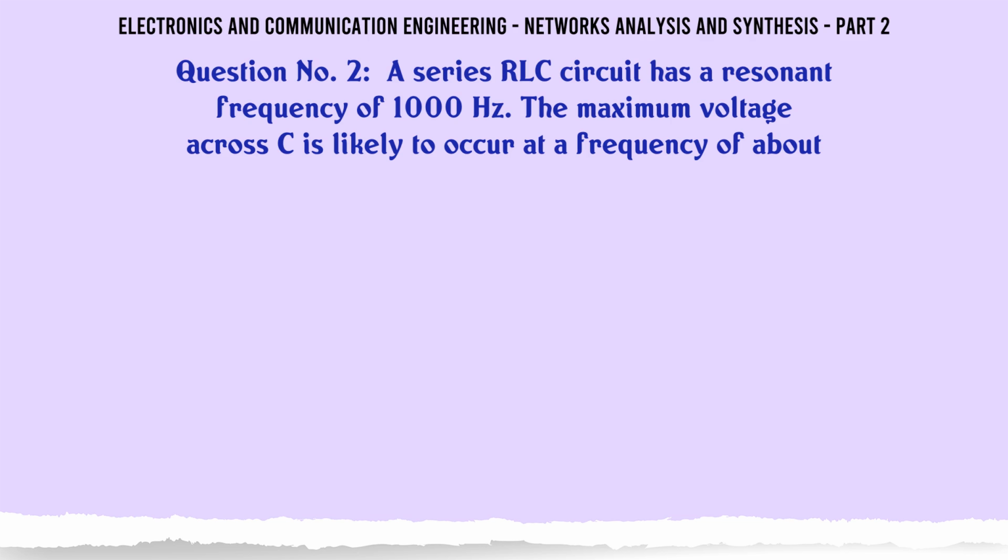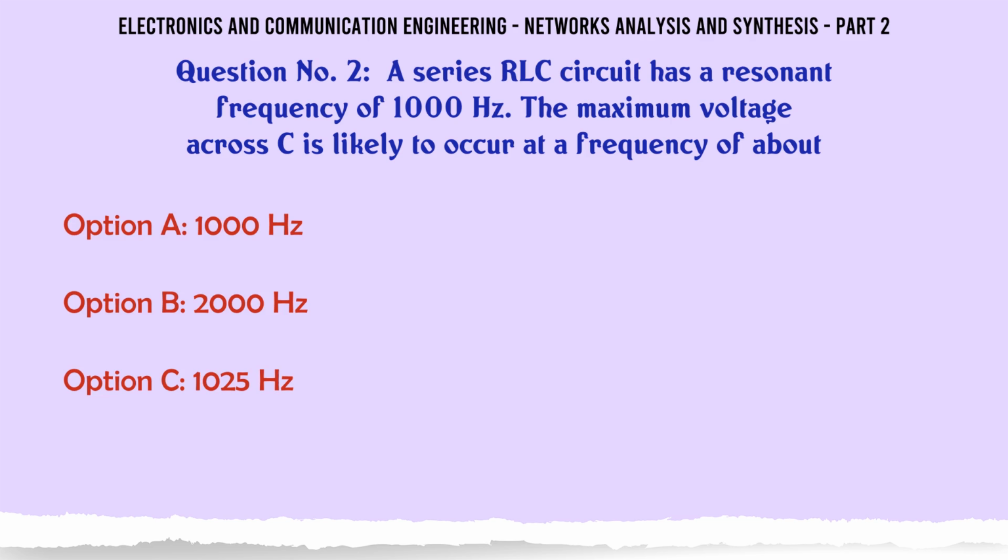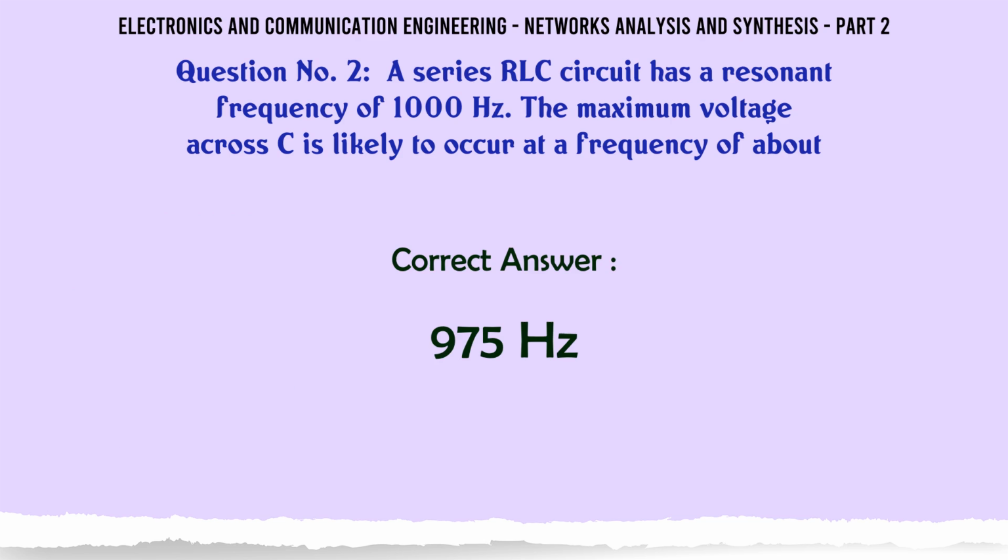A series RLC circuit has a resonant frequency of 1000 Hz. The maximum voltage across C is likely to occur at a frequency of about A. 1000 Hz, B. 2000 Hz, C. 1025 Hz, D. 975 Hz. The correct answer is 975 Hz.